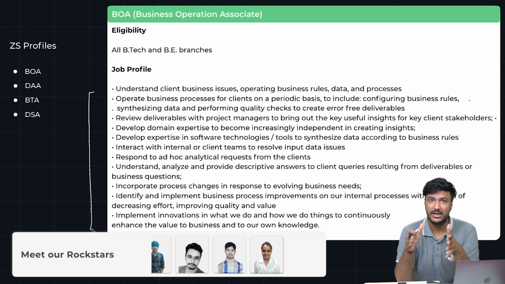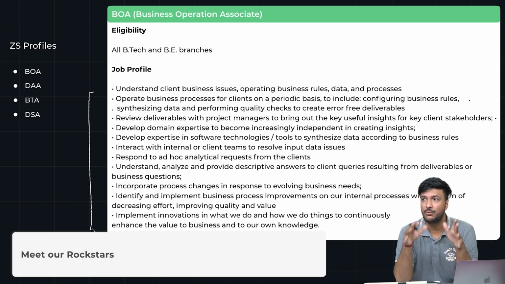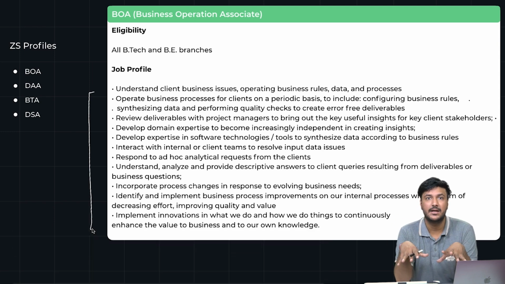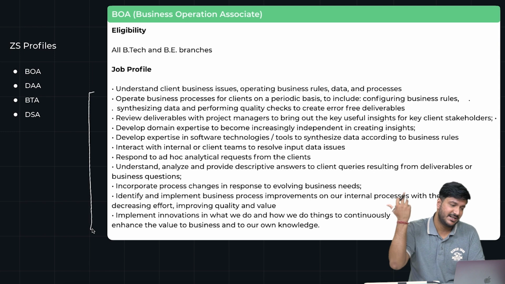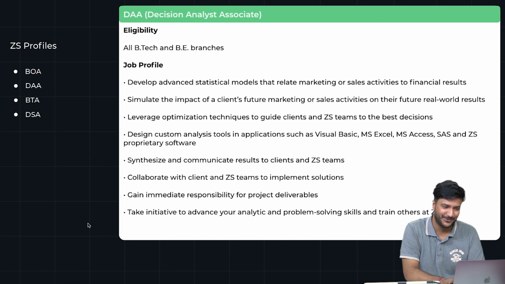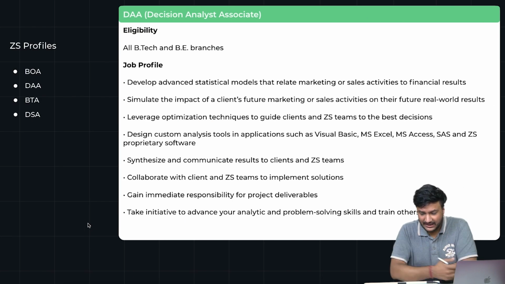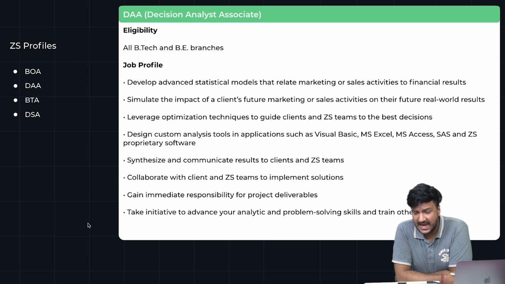If you're planning to do an MBA, this profile is very, very good. To be honest, even MBAs are hired from IIMs and good XLRI, and so on and so forth, for this particular profile of ZS, right? Just that their package is a little higher for the same role, right? And then there's decision analyst, an analyst associate.